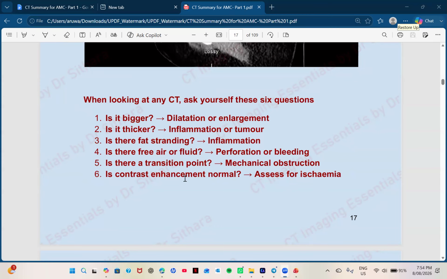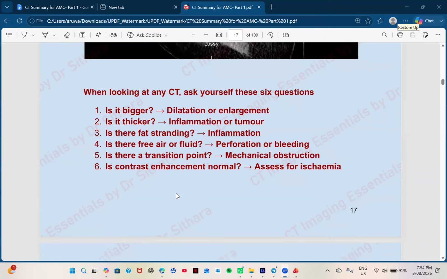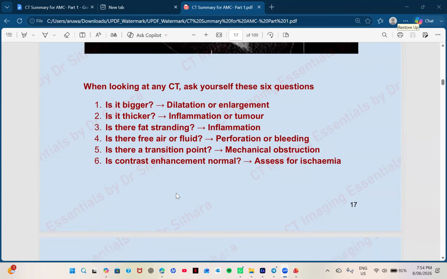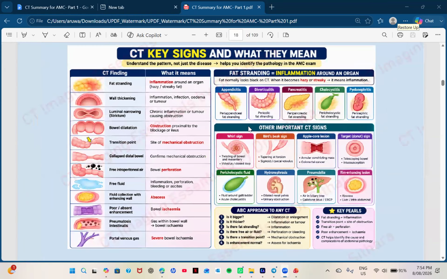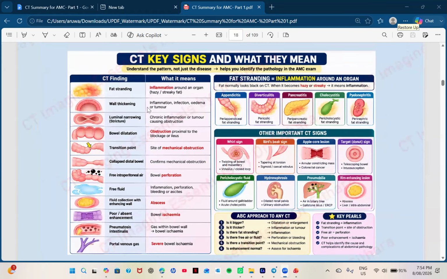Is it bigger? Then it's a dilatation or enlargement. Is it thicker? Then inflammation or tumor. Is there any fat stranding present, any free air or fluid present, any transition point? Is the contrast enhancement normal? If you want, you can take a screenshot. This is a general idea.